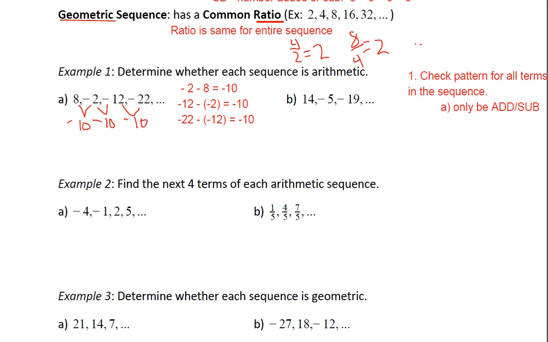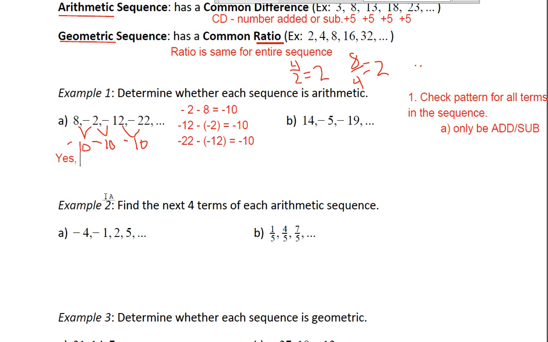Okay, so because it's the same, we say yes, and we say that up here: arithmetic sequence, common difference. The common difference is -10. That's your answer. Common difference is -10. Okay, so that's a yes.